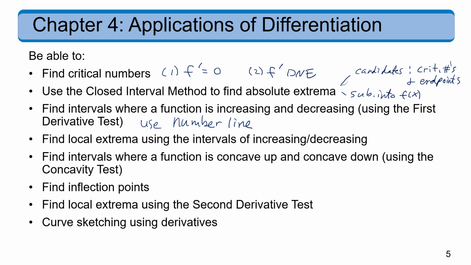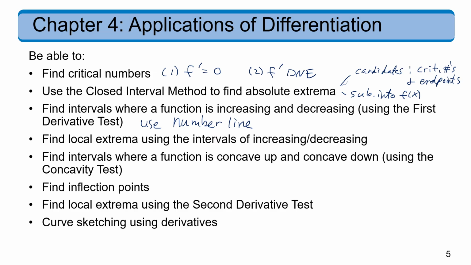Next point, find the intervals of concavity. So where is a function concave up and concave down? The test we used for that was called the concavity test, and that method is almost identical to the test for finding increasing and decreasing, the first derivative test, except instead of plugging into f prime, you substitute into f double prime.